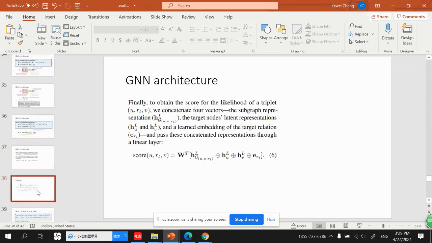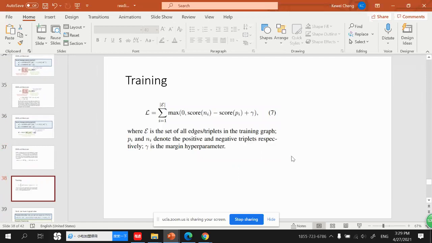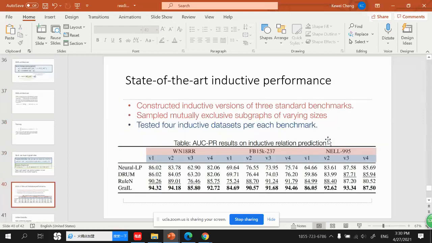And then the training step just follows the commonly used embedding training method. We calculate the score of the negative triple, as well as the score of the positive triple. And then we ensure that the score of the positive triple is always larger than the score of the negative triple. And then we can achieve our final models.